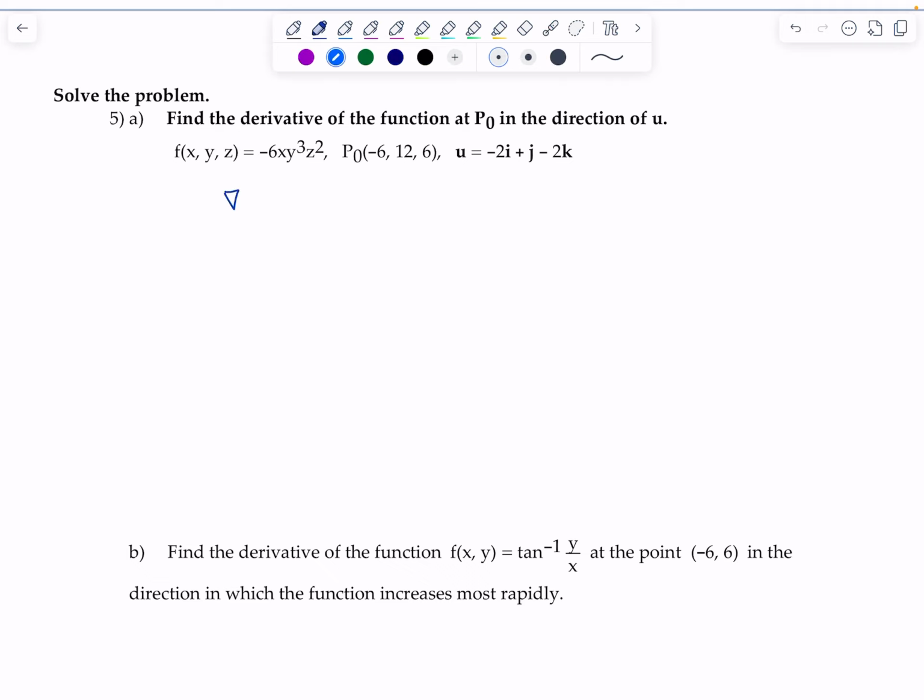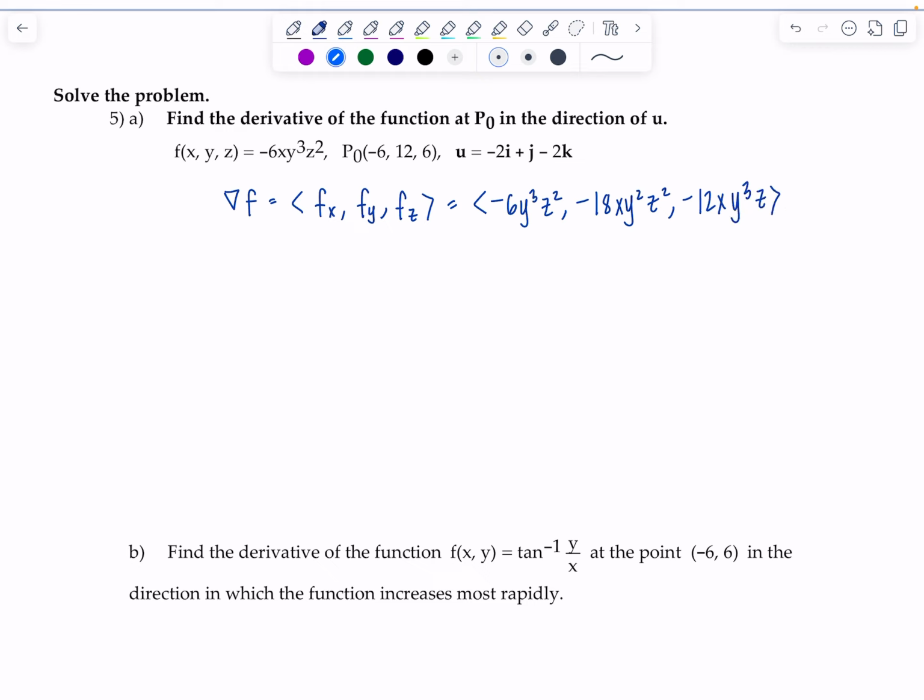We can deal. So first let's find the gradient of f. Remember that's partial with respect to x, then y, then z. So partial with respect to x is going to be negative 6y cubed z squared, negative 18xy squared z squared, and negative 12xy cubed z.